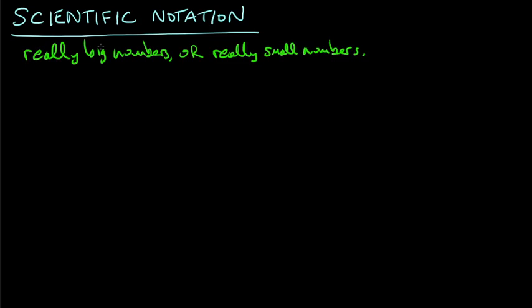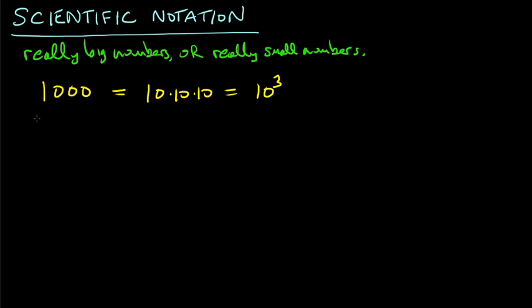Right, so any number can be represented in scientific notation. It's just that in some cases it's not really necessary, right? All right, so what is scientific notation? It's just a way to rewrite numbers using powers of 10. So instead of writing the number 1,000, I can write that number as 10 times 10 times 10, or better yet, 10 to the power 3.